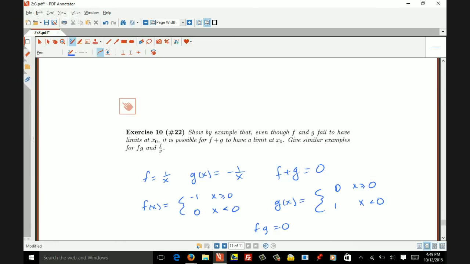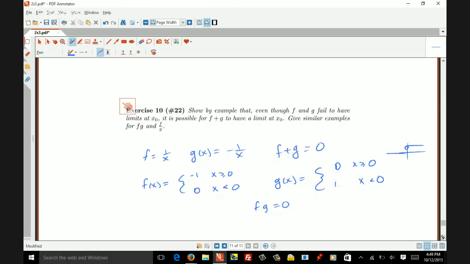So it has a limit. But both of these don't. These are step functions. You have one thing coming in and one thing going out, so they don't have the limit there at 0. And then, question: you couldn't have done something like f of x is 1 over x and g of x is just x? Except g of x has a limit at 0. They both have to not have limits. That's why I had to go with the step function.